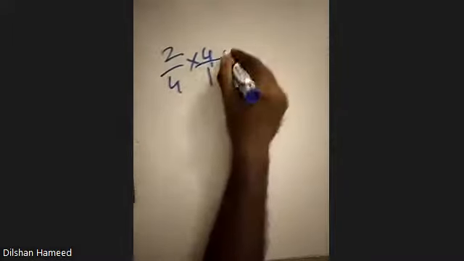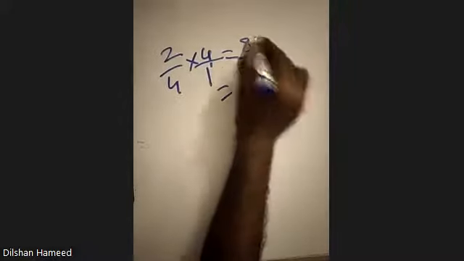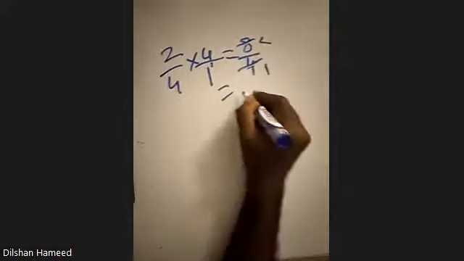You have two ways to do it. So 4 twos are 8, 4 ones are 4. Okay, that is 8 upon 4. So you cut, 1 fours are 4, 2 fours are 8. So the answer is 2.